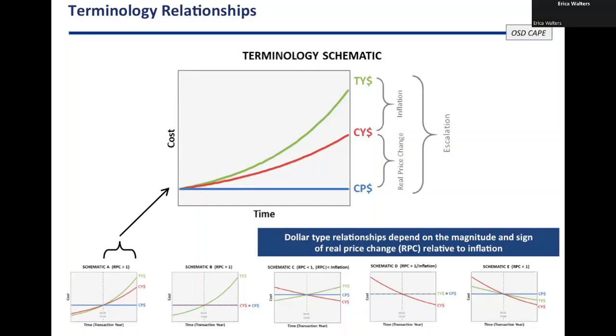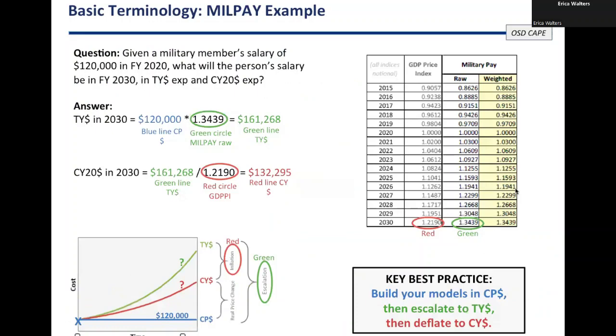So let's go through an example that I think will make these lines make more sense. And we're going to start with a military pay example. So our question is, given a military member's salary of $120,000 in FY 2020, what will the person's salary be in 2030 in both then-year expenditures and constant year 2020 expenditures?